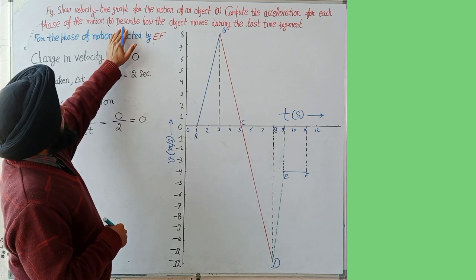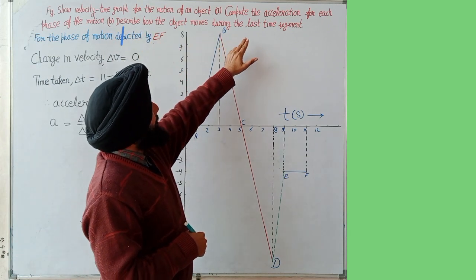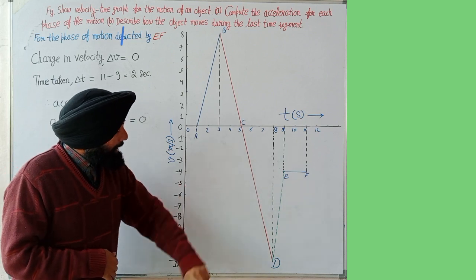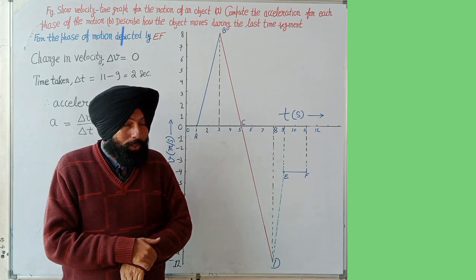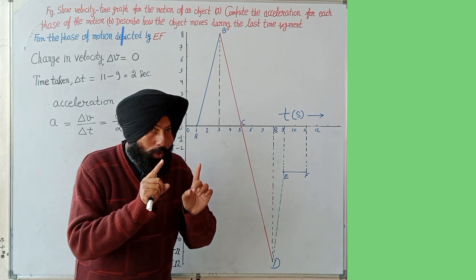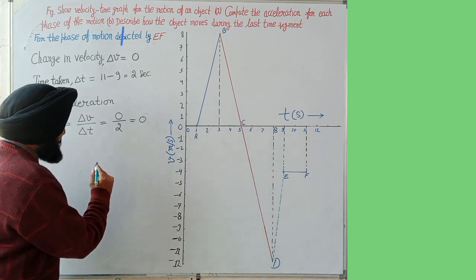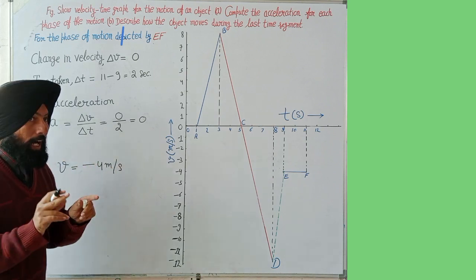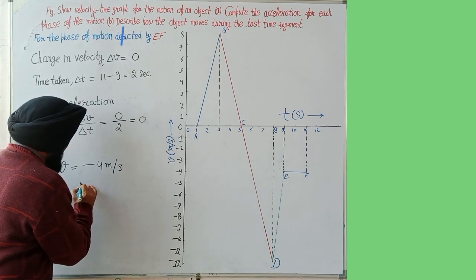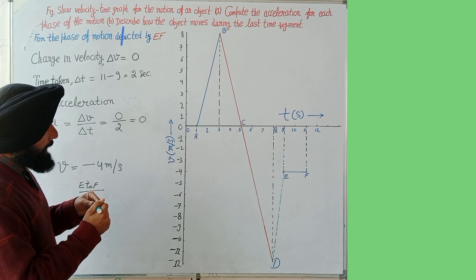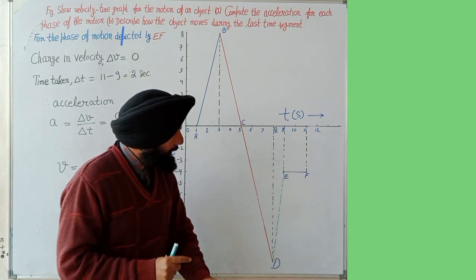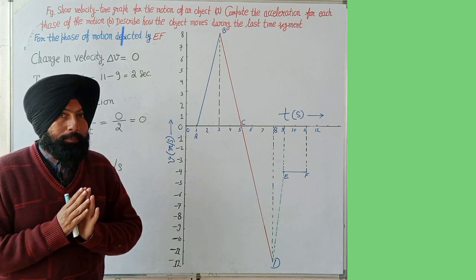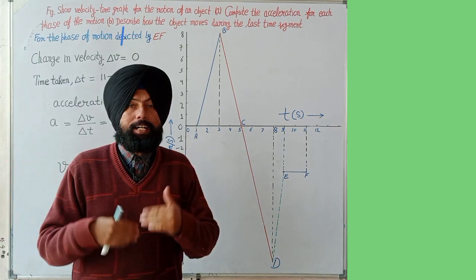Now, describe how the object moves during the last time segment. So from the graph, students, there is no change in velocity. So the object moves with a velocity of negative 4 meter per second during the segment E to F. During the segment E to F, in the last segment, the object moves with a velocity of negative 4 meter per second, and the acceleration in this case is 0.